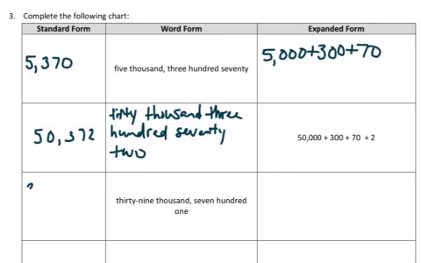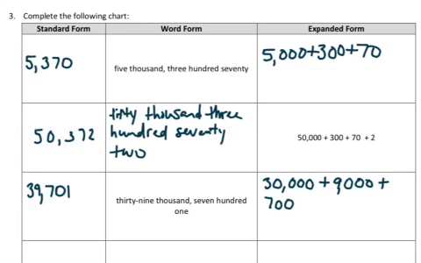So the third row says 39,701. So we have 39,701. And in expanded form, we have 30,000 plus 9,000 plus 700 plus 1. Okay? In the expanded form, if you notice, each one of the add-ins only has one digit that's not a 0. Okay. All right, and there's more to the chart, but I just did the first 3 to show you an example of how to do this.